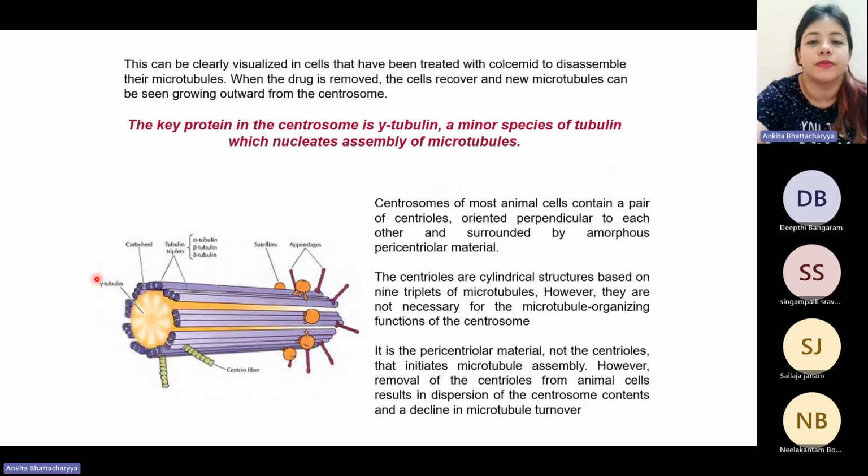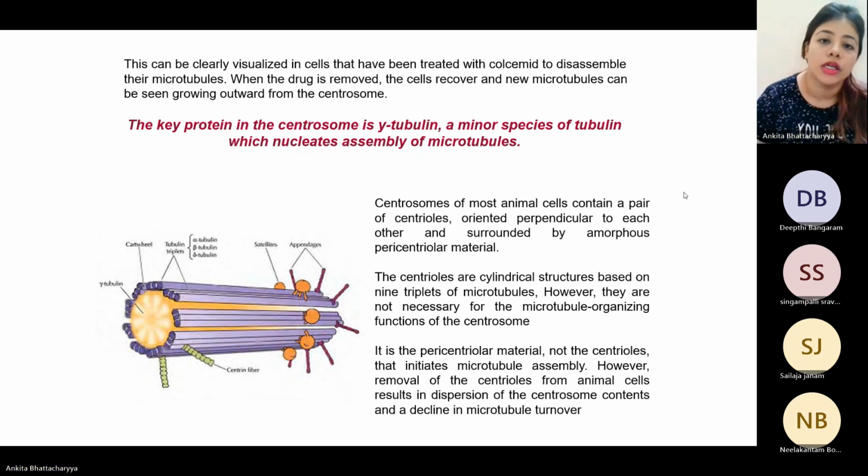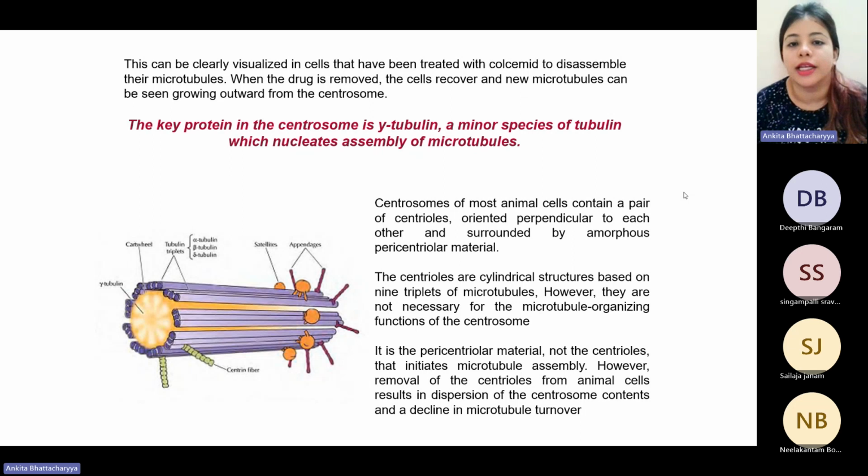Particularly, this can be very clearly visualized in cells that have been treated with colcemid or colchicine that we previously saw, which disassembles the microtubules. As long as the drug is present, the entire assembled microtubule is getting dissociated. And when you remove that drug, the cells would be able to recover and new microtubules would grow from the centrosome again. Within the centrosome, the key protein, as we saw, is gamma tubulin, and this gamma tubulin is the major species that nucleates the assembly of microtubules.